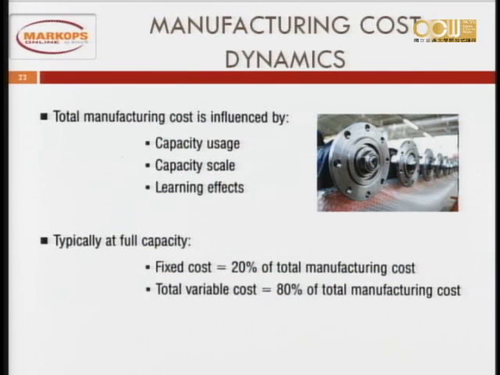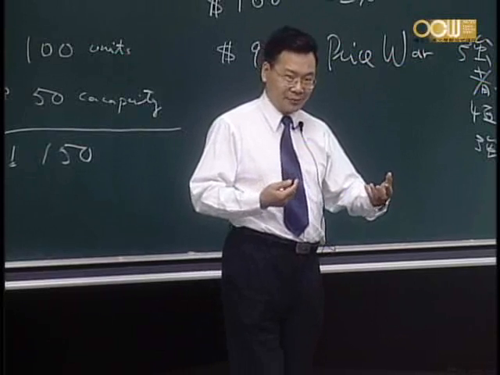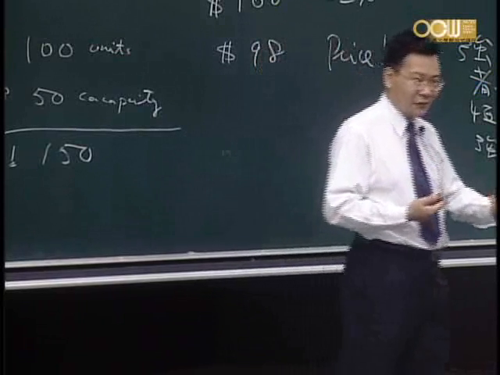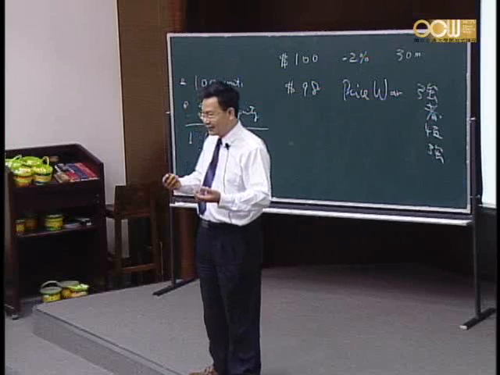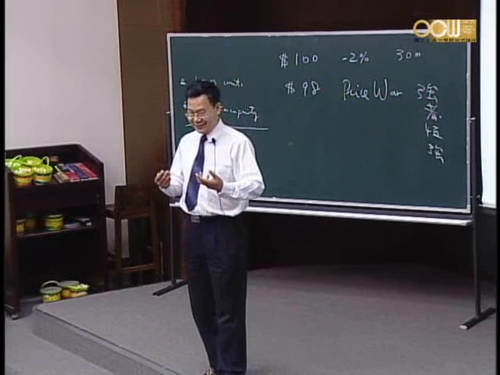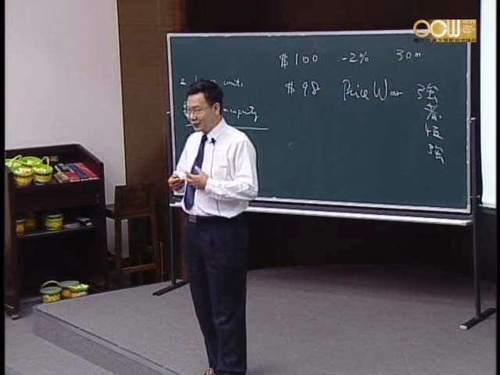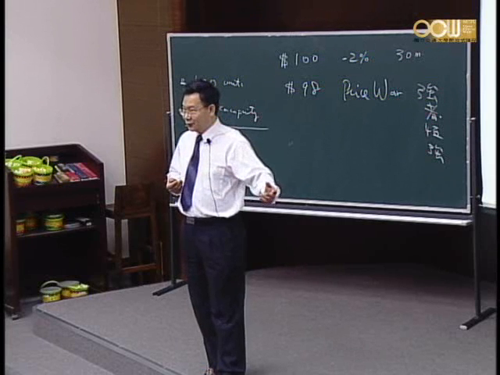So we call it full capacity. Full capacity means that I don't have idle machines. So how can a company achieve full capacity? You have to know what? Demand. Yes, that's the most difficult one. You don't know exactly what the demand is. So if I know the demand, I can achieve full capacity.